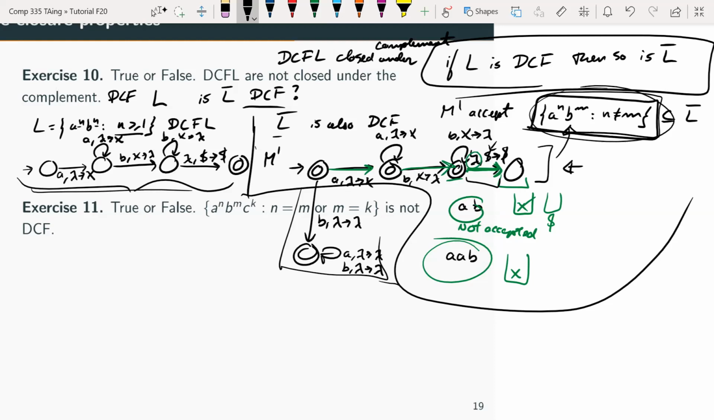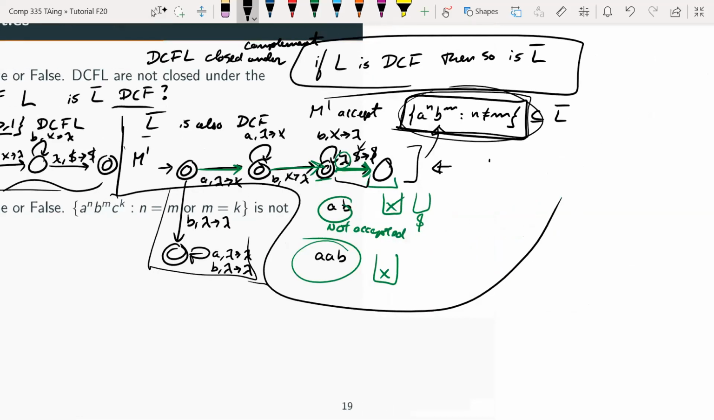Yeah, so I don't want anyone to be under the impression that M prime is a machine that accepts L complement. It's a machine that accepts this, okay? Which is the biggest piece of the puzzle for L complement, right? Because the rest is fairly easy because you could just use this part.